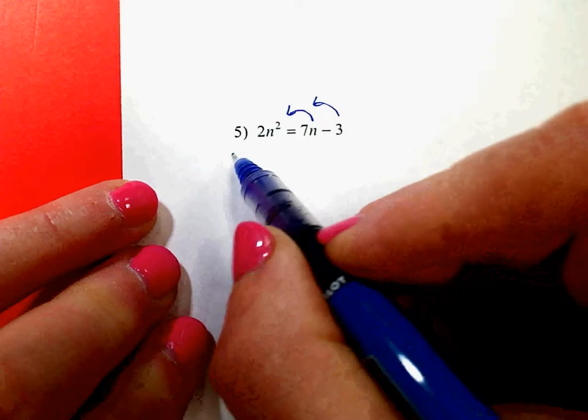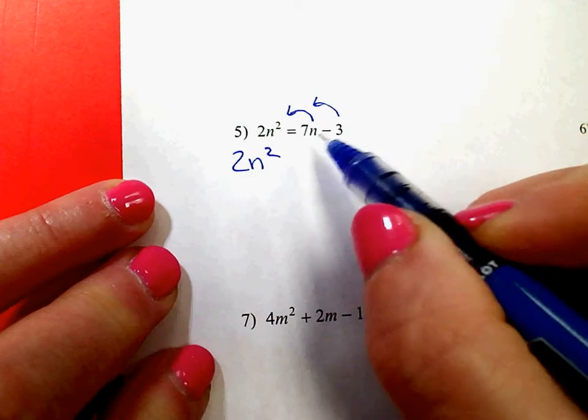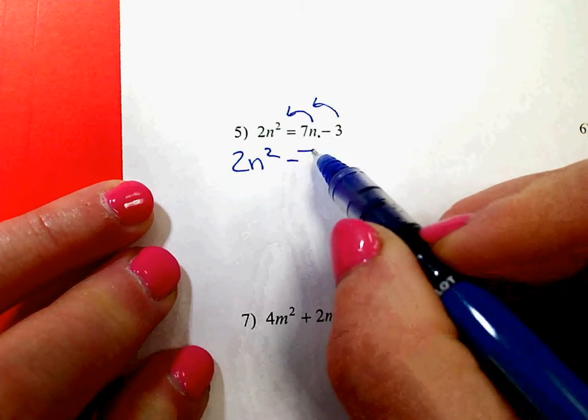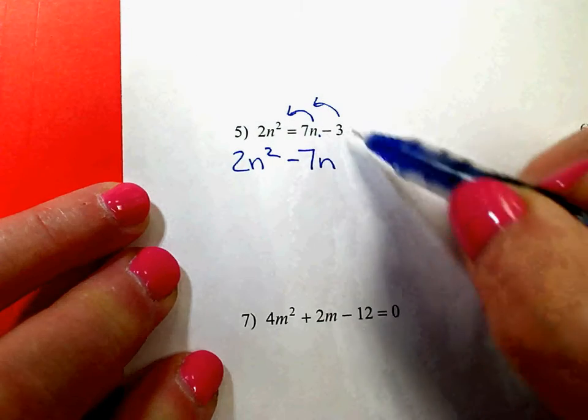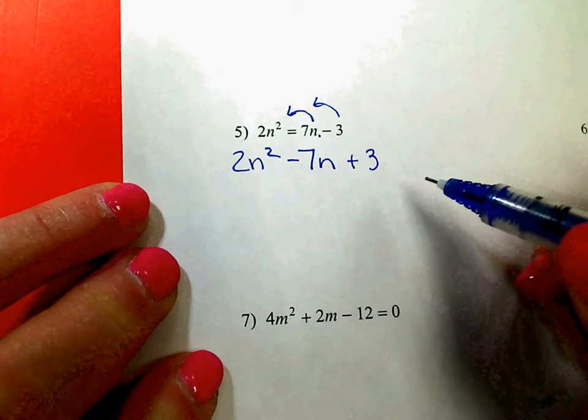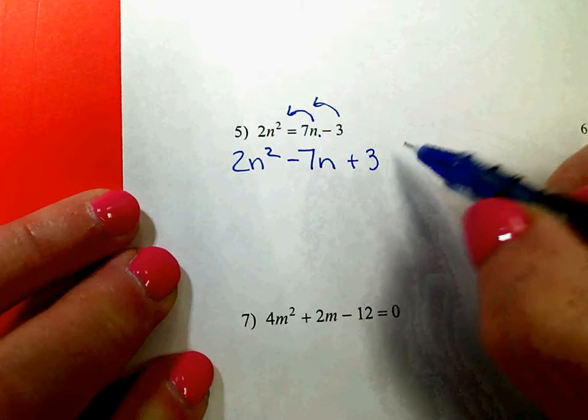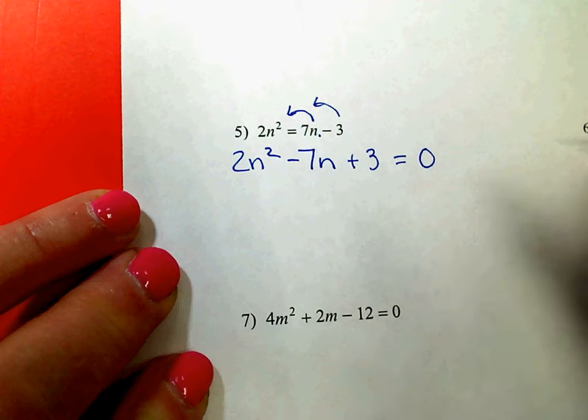So I have my 2n squared. When my 7n moves over, it turns negative. When my negative 3 moves over, it turns positive. And now there's nothing left on the right-hand side, so I do have it equal to 0.